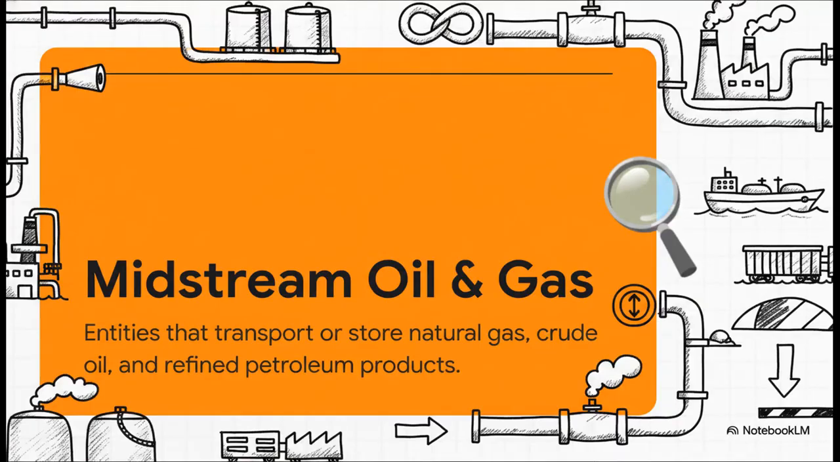Now, going by the Sustainable Industry Classification System, the midstream oil and gas industry covers the entities that transport or store natural gas, crude oil, and refined petroleum products. And because this massive infrastructure is so localized, these pipelines and terminals basically operate as natural monopolies in their specific regions. That right there is exactly why these strict competitive regulations are triggered in the first place.